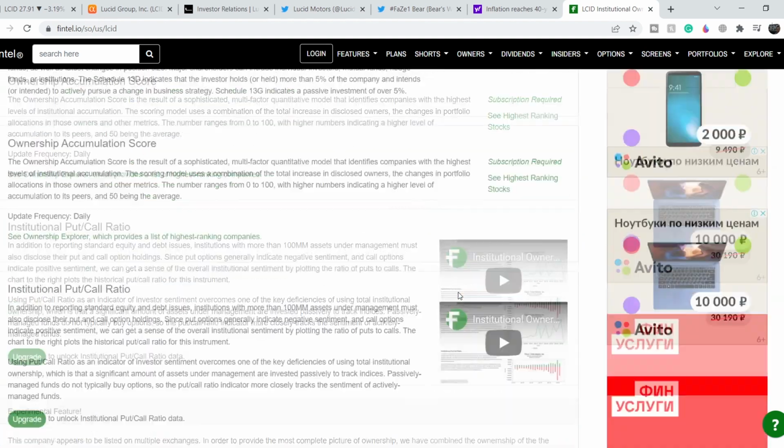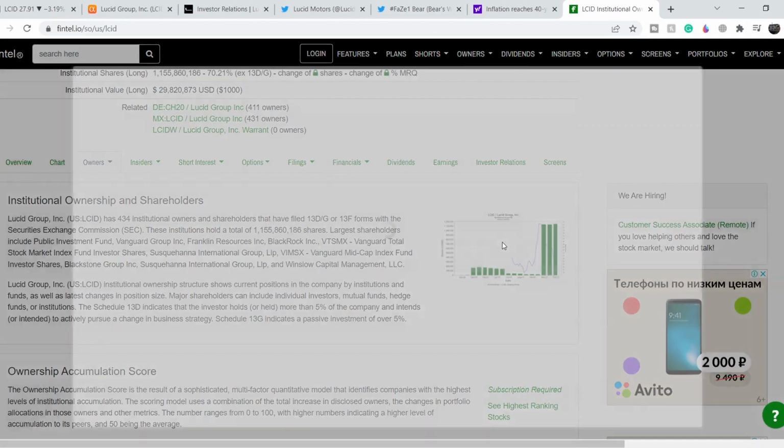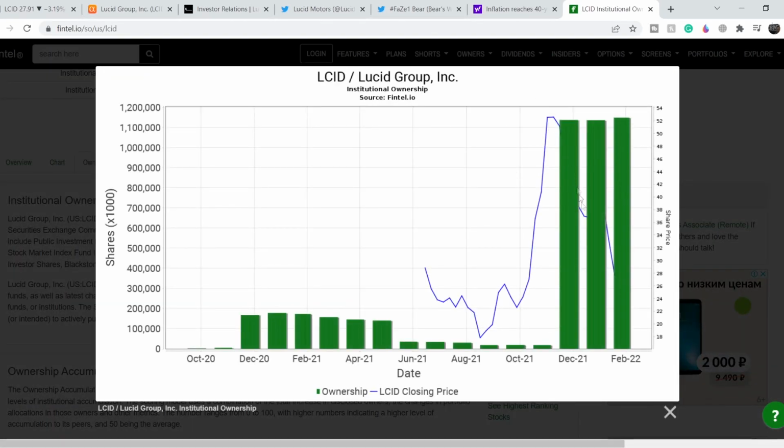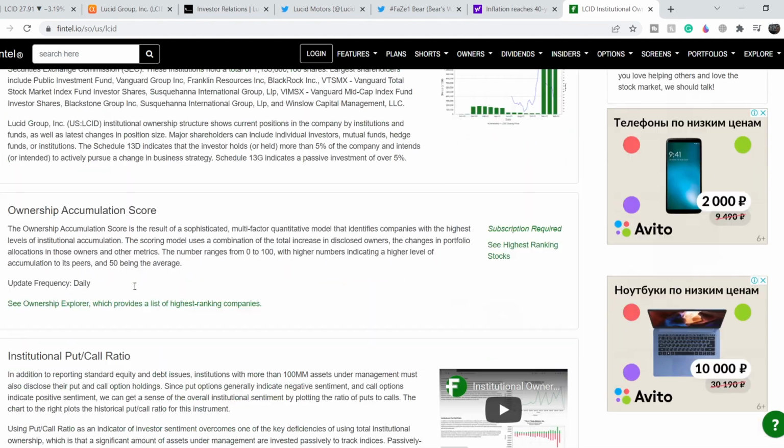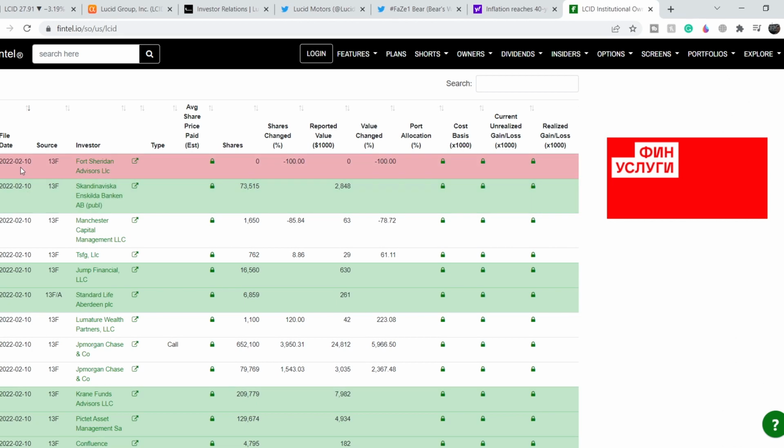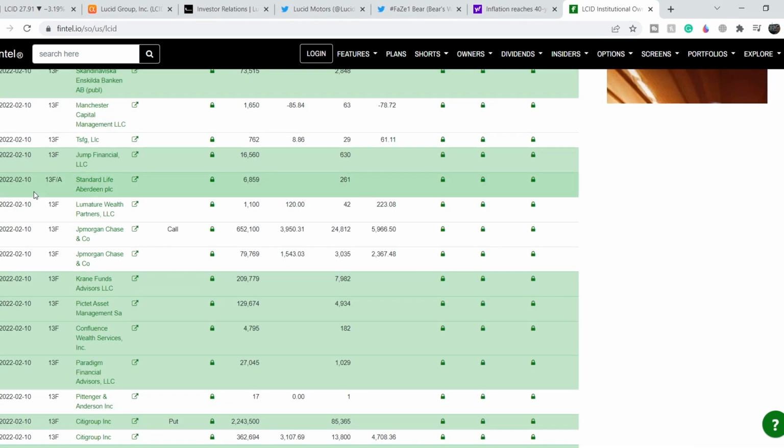And let me show you the bigger picture. Right here we can see that despite the diminishing price, we have a huge increase in institutional ownership of this company. And guys, don't get me wrong, these filings were made at the beginning of February, but the action was made at least 45 days prior.